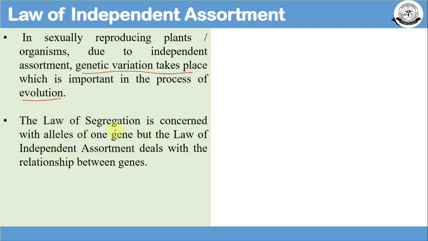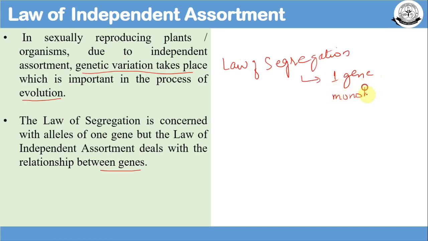Okay, then law of segregation is concerned with alleles of one gene, but law of independent assortment deals with the relationship between genes. That's important. Like in the last video class you saw law of segregation, that can be for your 1 mark question. Law of segregation is concerned with one gene, that means we are talking about monohybrid. So when you study monohybrid, it explains the law of segregation.